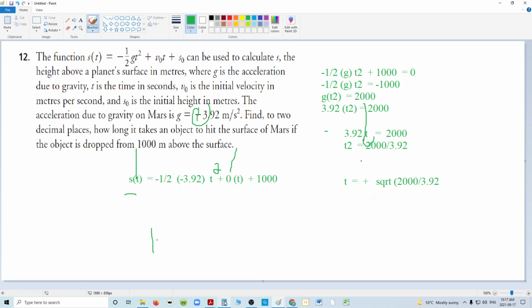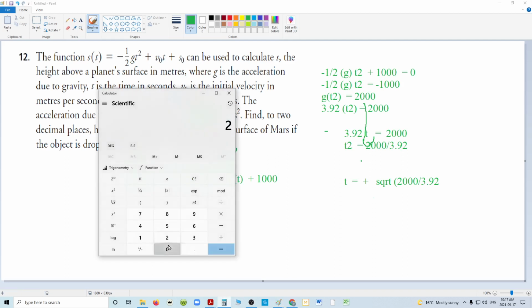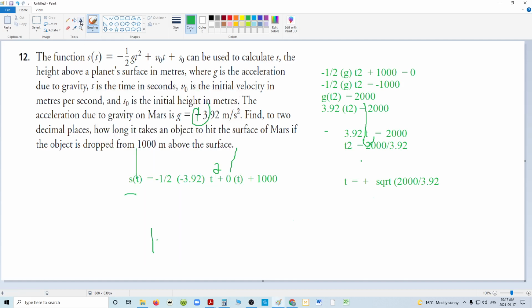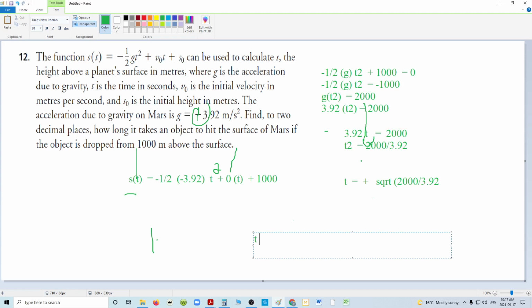So let's take 2,000. We're going to divide it by 3.92, which is g. And then we're going to square root it. We're only interested in the positive. So I would suggest that we're talking about time of 2.58 when it hits the ground.